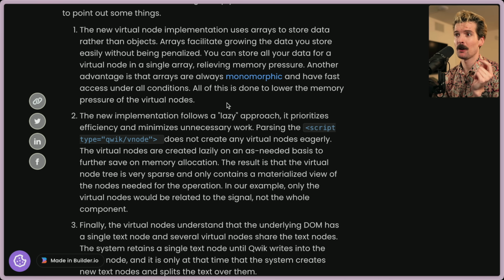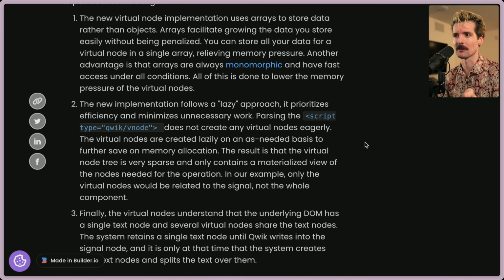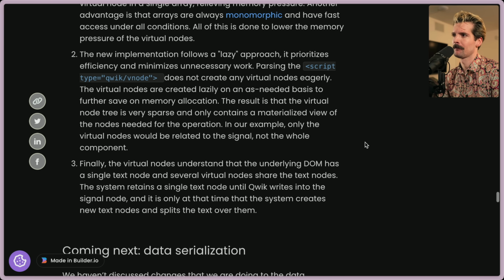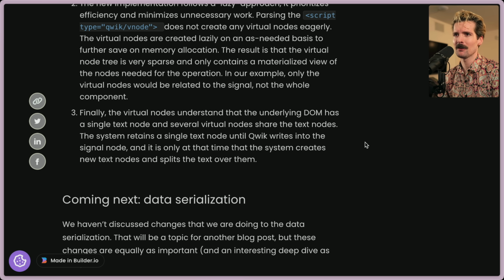Point two is that the new implementation follows a lazy approach. It prioritizes efficiency and minimizes unnecessary work. Parsing the script type qwik/vnode does not create any virtual nodes eagerly. These nodes are created lazily on an as-needed basis to further save on memory allocation. The result is that the virtual node tree is very sparse and only contains a materialized view of the nodes needed for the operation. In our example, only the virtual nodes would be related to the signal, not the whole component. Finally, the virtual node understands that the underlying DOM has a single text node and several virtual nodes sharing those text nodes. The system retains a single text node until Qwik writes into the signal node, and it is only at that time the system creates new text nodes and splits the text over them.